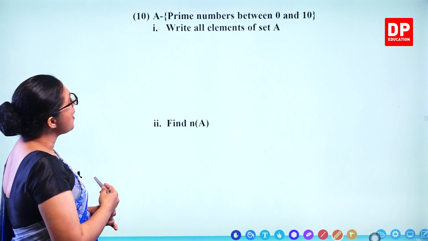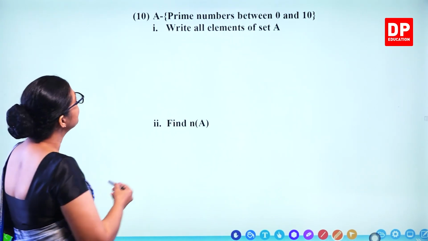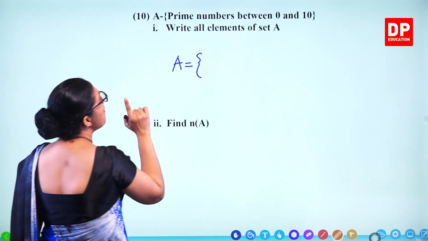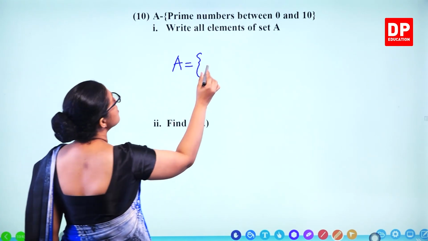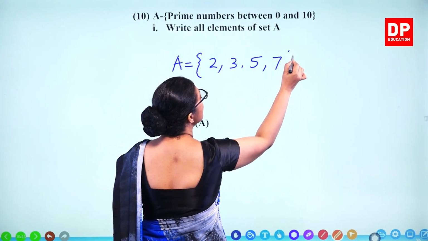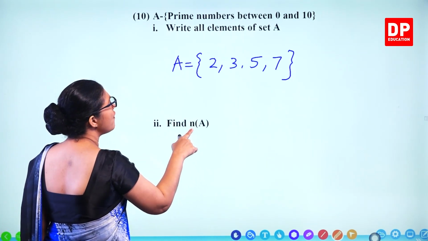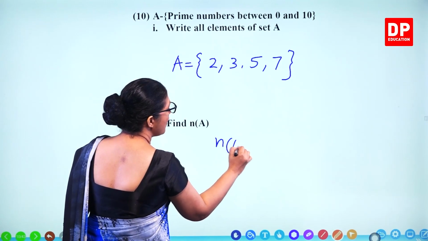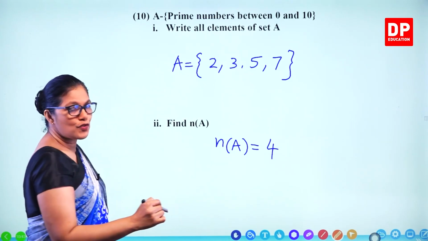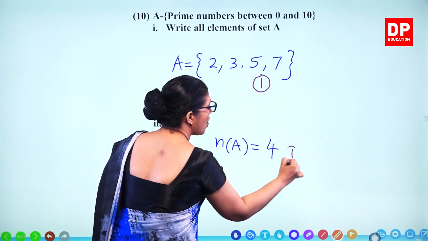Question number 10. Prime numbers between 0 and 10. Write all elements of set A. What are the values? Prime numbers between 0 and 10. So 2, 3, 5, 7. Those are the elements in A. So find n(A). n(A) means number of elements in A. Number of elements in A is equal to 1, 2, 3, 4. That's 4. So 2 marks to find out this, 1 mark here and 1 mark for this step.